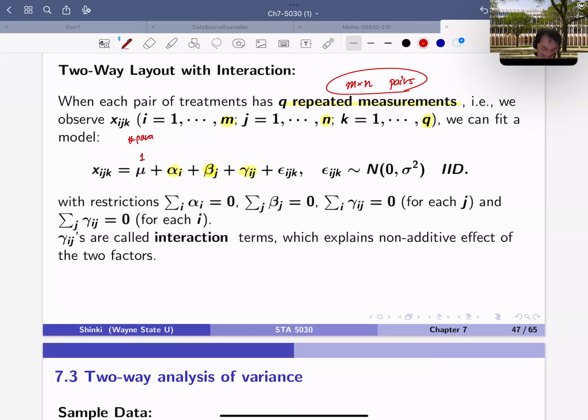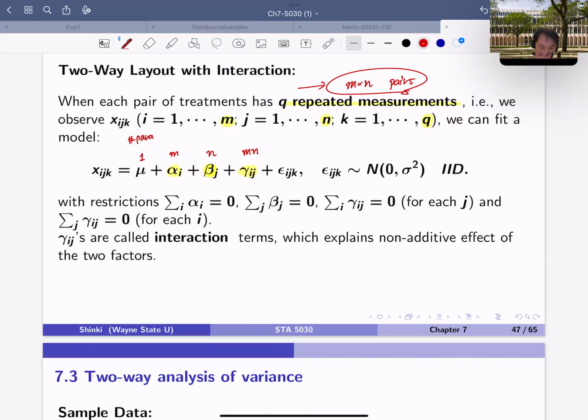And we have 1 parameter here, the number of parameters. And we have the alpha i, but usually we set alpha 1 equal to 0, or the summation of alpha i equal to 0. But in total, we have m parameters. Always we need 1 restriction, but n parameters for beta j, and here m times n parameters. So actually, we only have m times n pairs, so this expression is redundant. We have 1 plus m plus n plus mn parameters to express m times n levels.